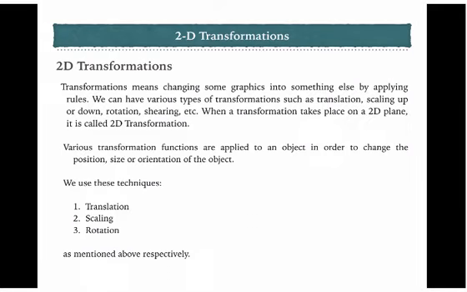2D transformations. Generally, transformation means changing some graphics into something else by applying rules. We can have various types of transformations such as translation, scaling up or down, rotation, shearing, and so on. When a transformation takes place on a 2D plane, it is called 2D transformation. Various transformation functions are applied on an object in order to change the position, size, or orientation of the object. We use three techniques: translation, scaling, and rotation for changing the position, size, and orientation of the object respectively.